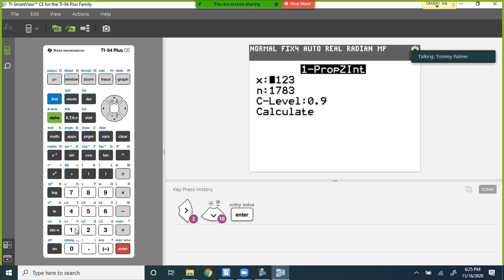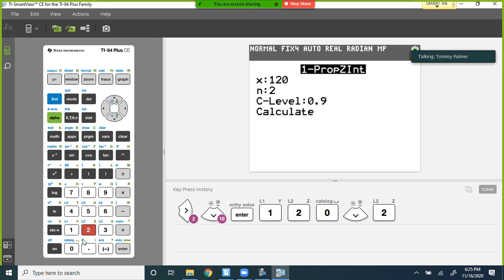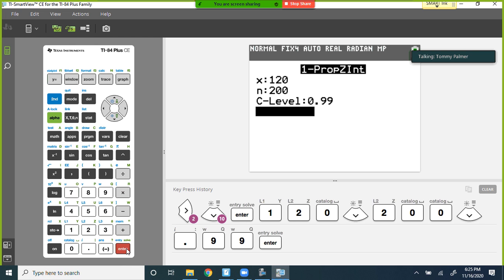We're going to say, okay, 120 is our X, right? Out of how many? 200, right? And we want a confidence interval of what? What did it say? 99. So that's what? 0.99. Hit enter. Enter. Boom. See this right here in parentheses? 0.5108 and 0.6892. That's your lower bound and your what?